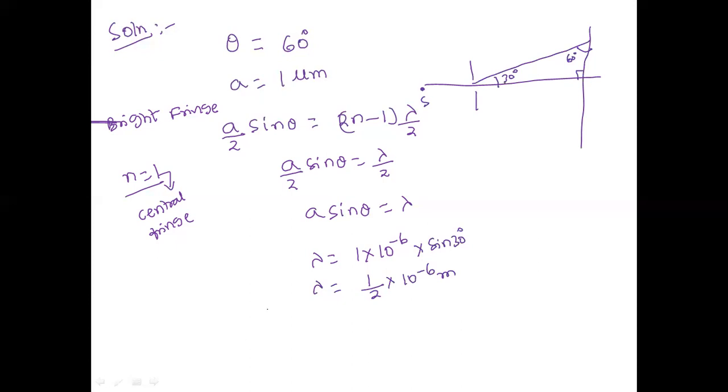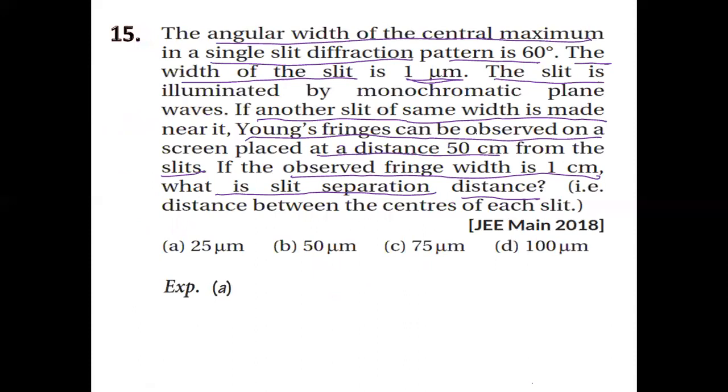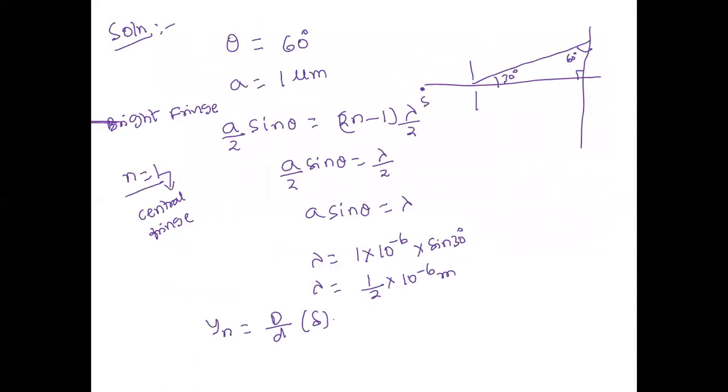Okay. Now, sir, in case of interference, we can write yn is equal to capital D by small d times delta. In the interference, did they ask for the Young's fringes at a distance? Here also it is maximum only. Maximum means central maximum, which means capital D by small d times lambda. Actually, I should write 1 into lambda. So small d equals capital D into lambda by fringe width.